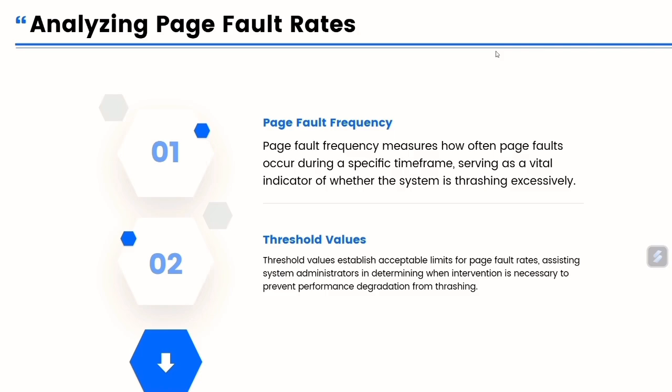Second, threshold values. Threshold values establish acceptable limits for page fault rate, assisting system administrators in determining when intervention is necessary to prevent performance degradation from thrashing.